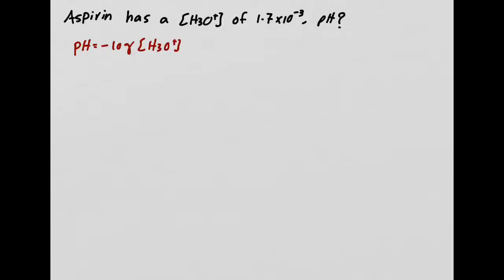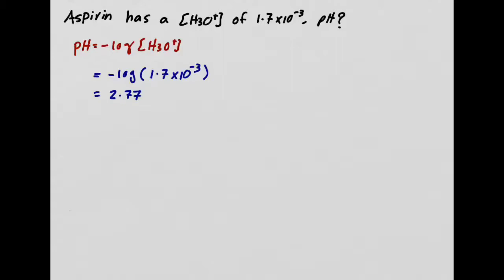You guys agree? Okay. Well, hydronium concentration is given to me, so this is going to be easy to figure out. So pH is going to equal minus log of 1.7 times 10 to the minus 3. Make sure you take your calculator out and do this for me. Okay. Now, my final answer with the correct number of significant figures, don't forget sig figs, is 2.77.